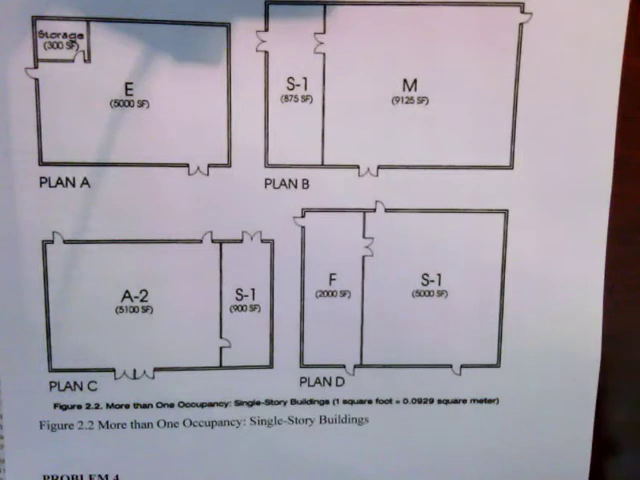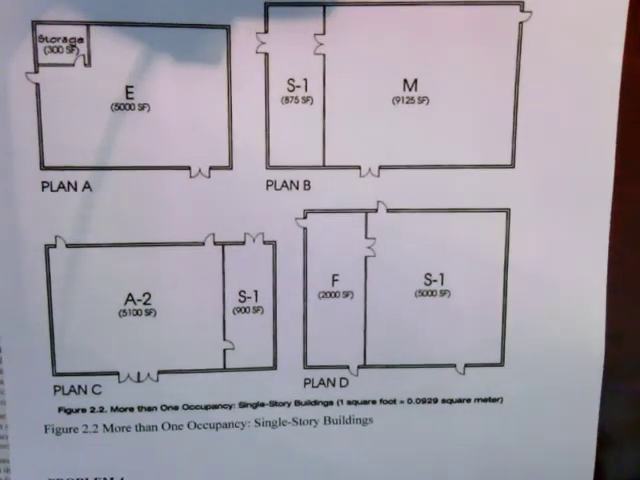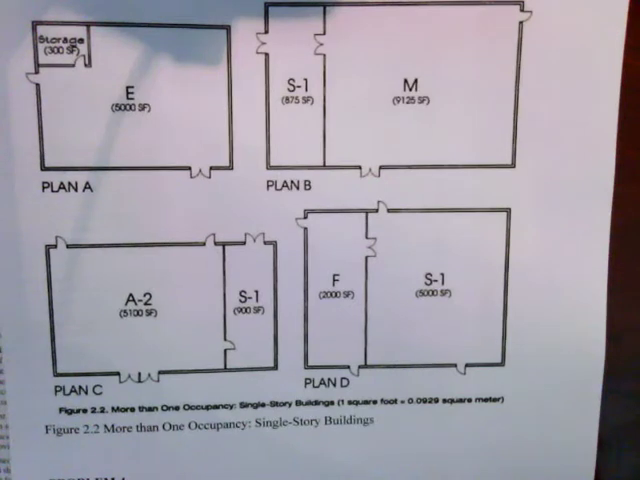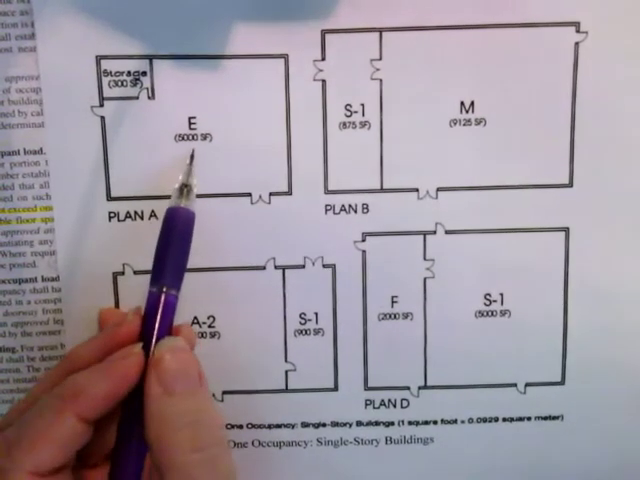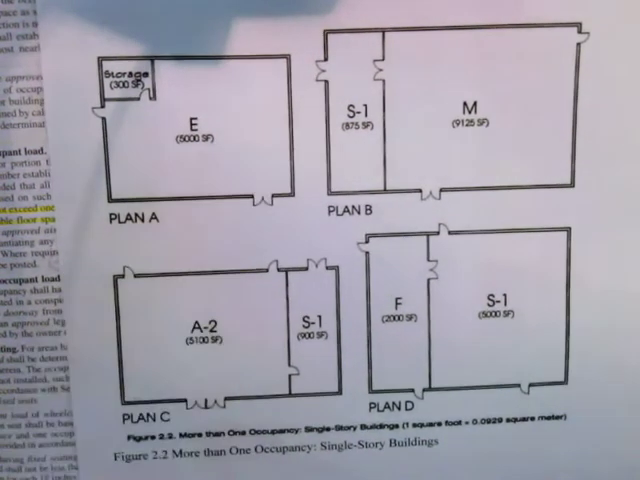Okay, let's look at B. Based on the table 104.1.2, determine the total occupant load of the building in Plan A. Okay, here we are back at the educational part of it. The educational E is primarily a classroom. So what would be the answer? The correct answer is 250 square feet.